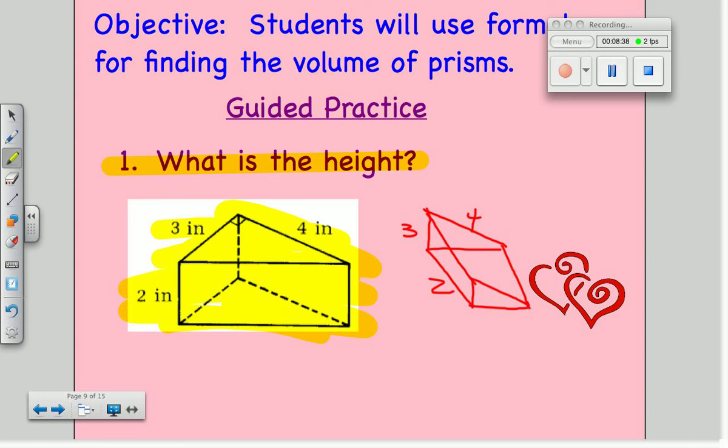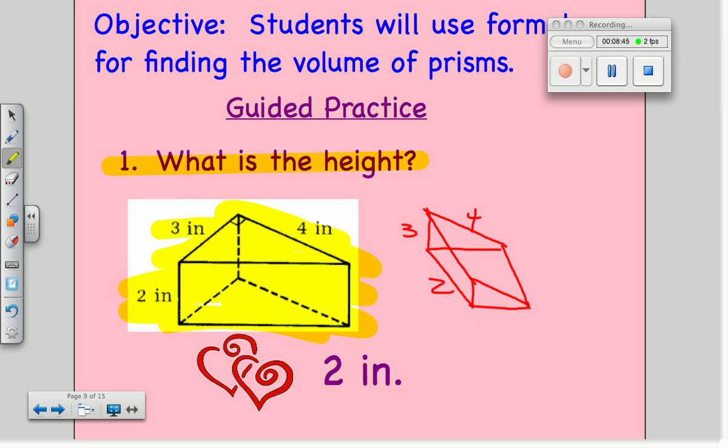So everybody, what's the height of this? 2. Exactly. 2 inches. That's your answer.